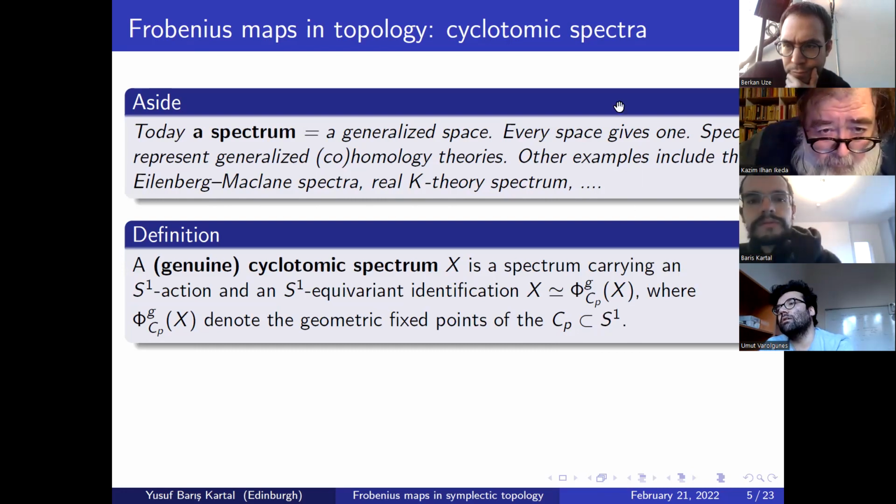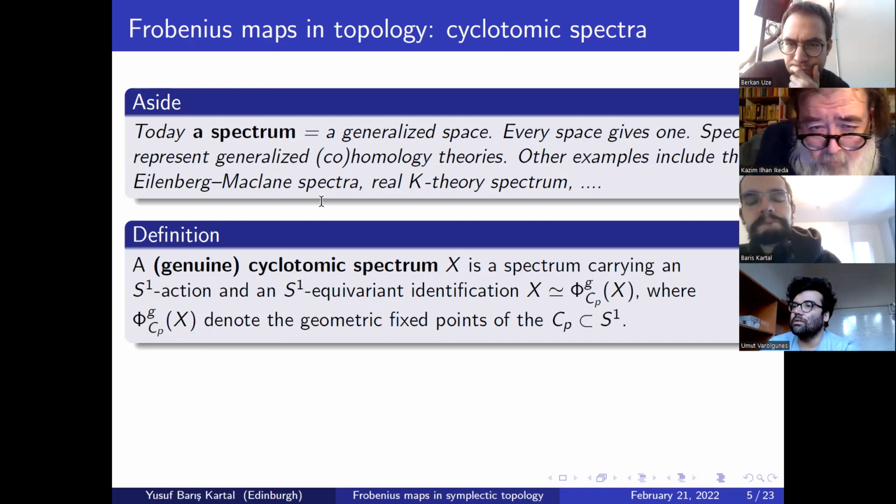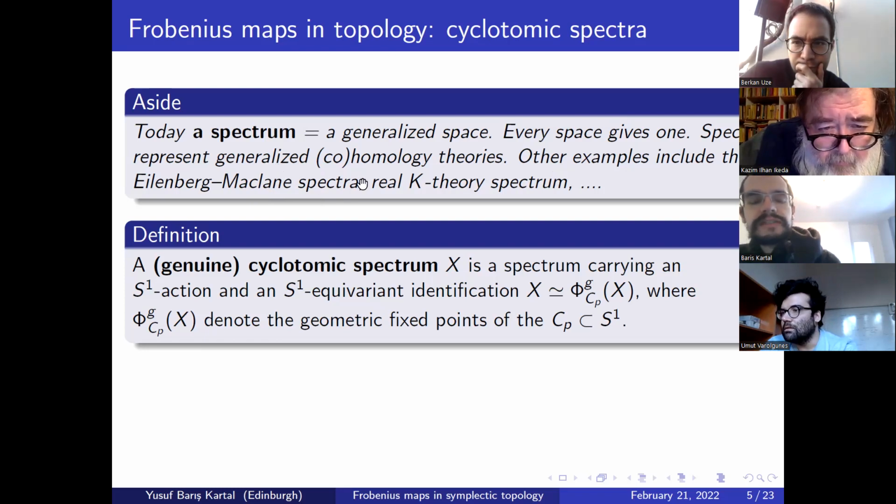Okay. And when you say Eilenberg-MacLane spectra, for example, that doesn't have an input as a space. No, it's a sequence of spaces. These are the Eilenberg-MacLane spaces, K(A, n). Okay, I understand. Yeah, it's not actually a suspension spectrum. It doesn't come from a space.